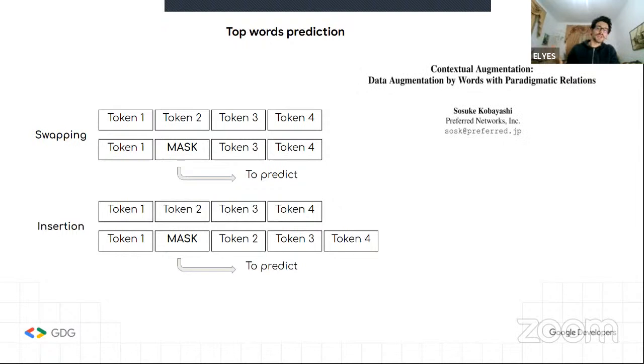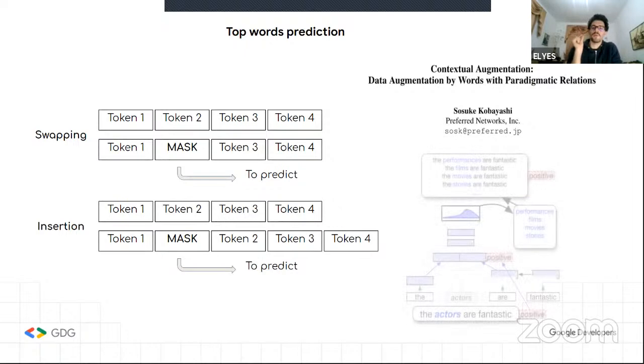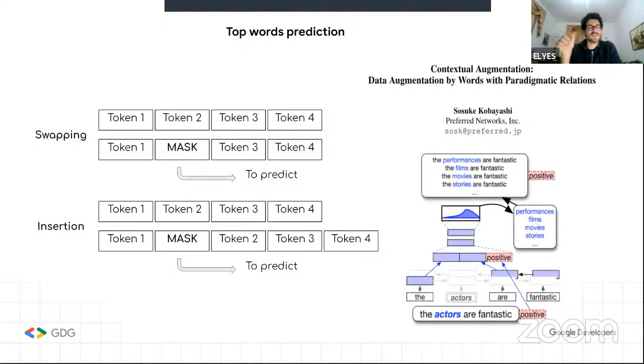So what Suzuki and Kobayashi have proposed is to use this same mechanism, but to add a small information point, which is, for example, positive or negative if you are working on sentiment analysis, or another piece of information like token classification. So basically, Suzuki said, if the original sentence is "The actors are fantastic," and you want that to be positive, we can add a third piece of information which is "positive," to say give us suggestions that are positive.